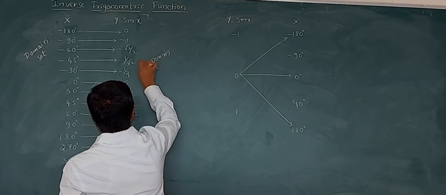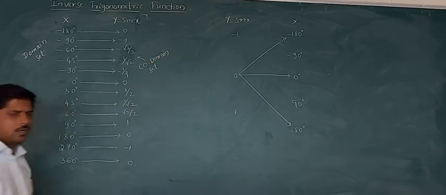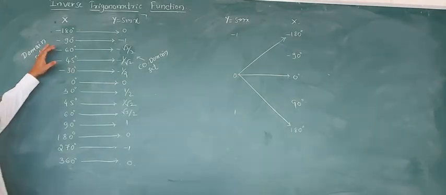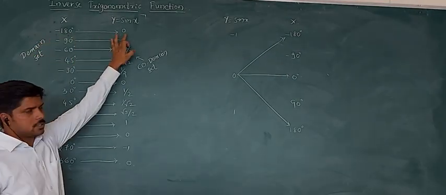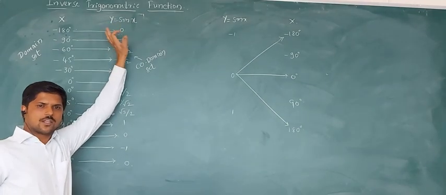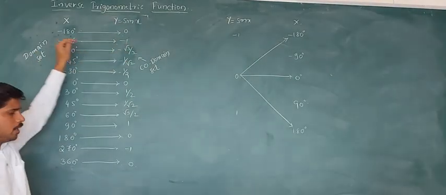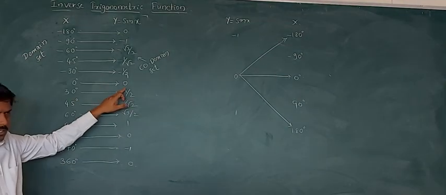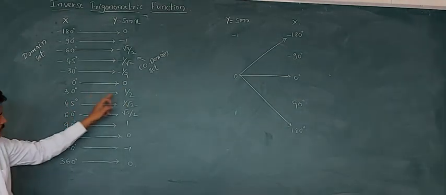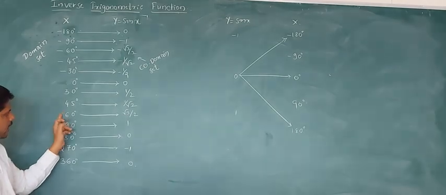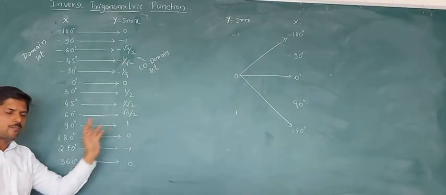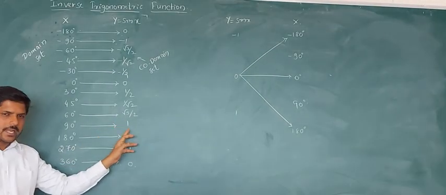Okay, this y is the codomain set. Here see the values: sine of minus 180 degree is 0, sine of minus 90 degree is minus 1, and so on. Sine 0 is 0, sine 30 degree is 1 by 2, sine 60 degree is root 3 by 2, sine 90 degree is 1.